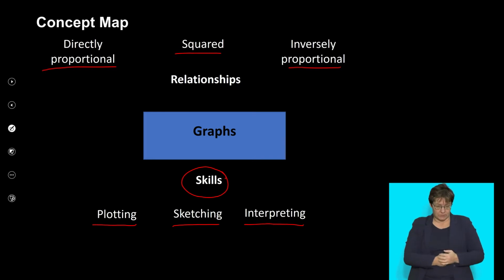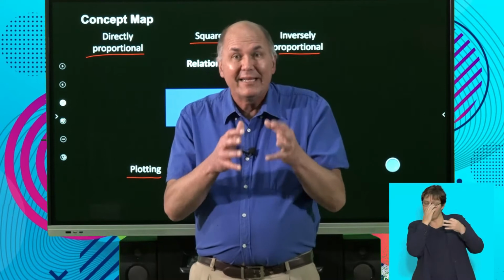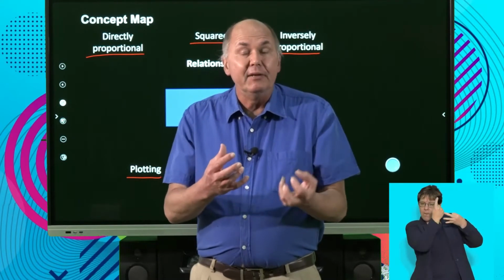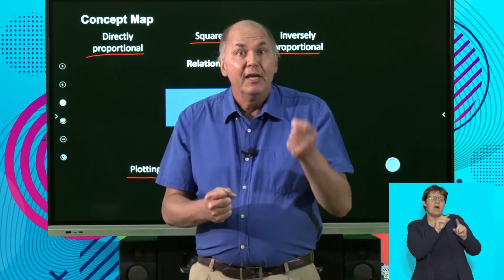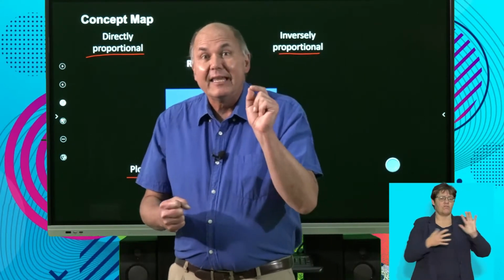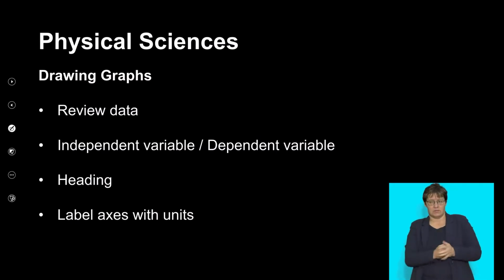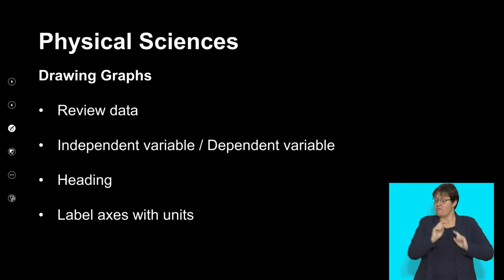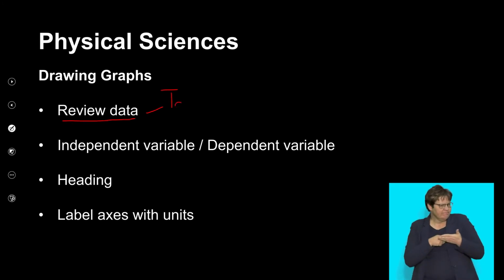Now, we're not going to be able to do all of those skills, but we're going to focus on them one at a time. So let's begin by looking at what it takes to plot a graph in physical science. And here are some points to follow. So when you're drawing a graph, one of the first things you've got to do is look at the data. That will normally be given to you in a table.